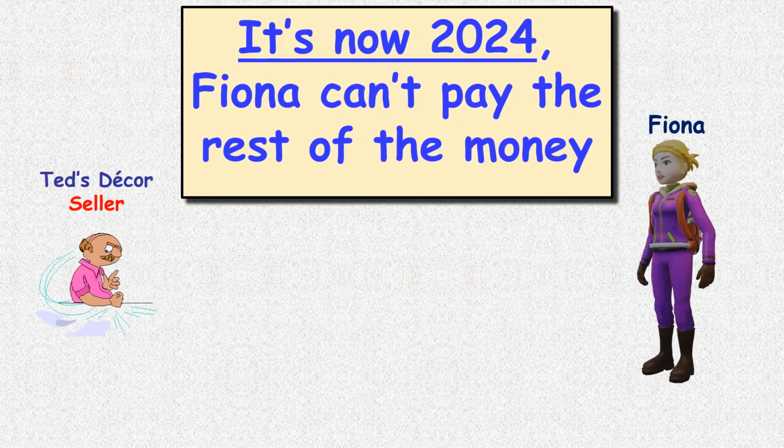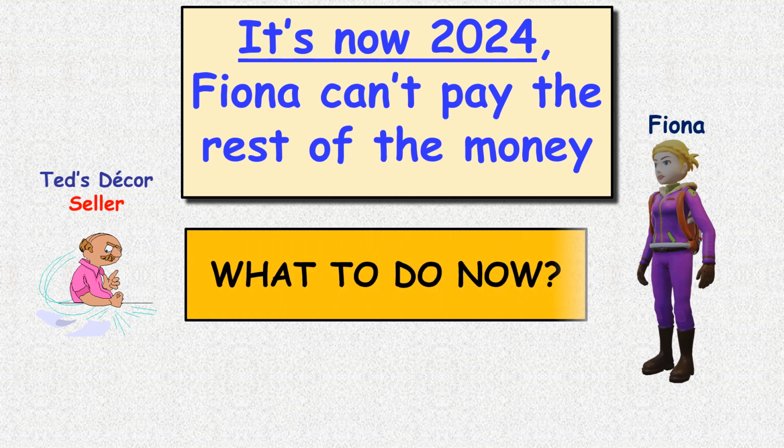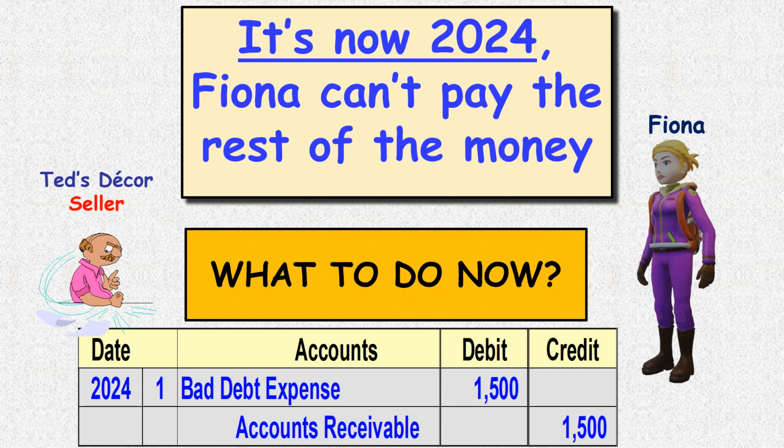Now, it is 2024, and Ted Decor found out that Fiona cannot pay the rest of the money. So that means it has become a bad debt. Fiona's $1,500, Ted cannot recover. So it's a bad debt expense. So what to do now? Well, we learned that maybe we could make the same entry we did with James: debit the bad debt expense account $1,500 and credit the account receivables $1,500. But we can't make this entry.